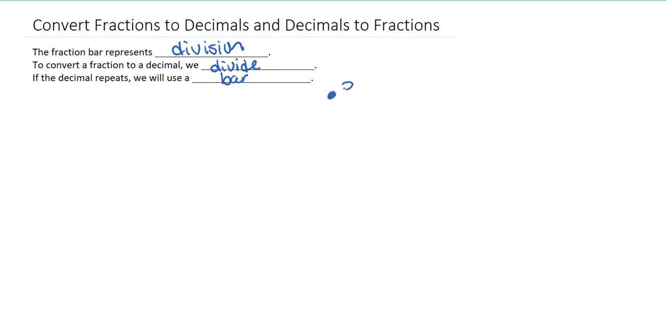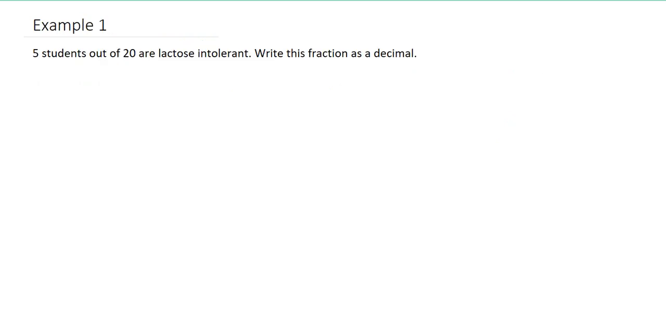So if we had a decimal like this and it just kept going on and on like this, we would just go 0.33 and put a bar over it. Or we could just go 0.3 and put a bar. Both would be considered correct. So let's look at the first example.